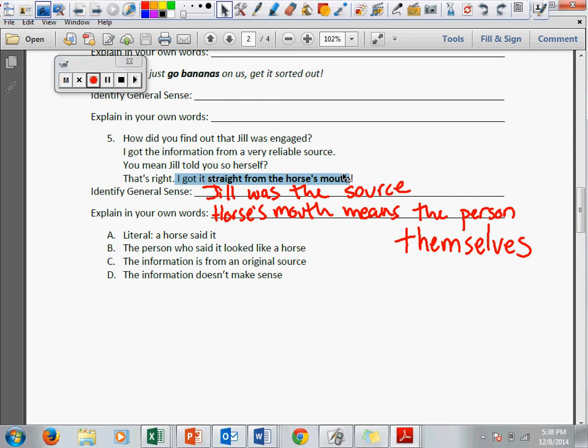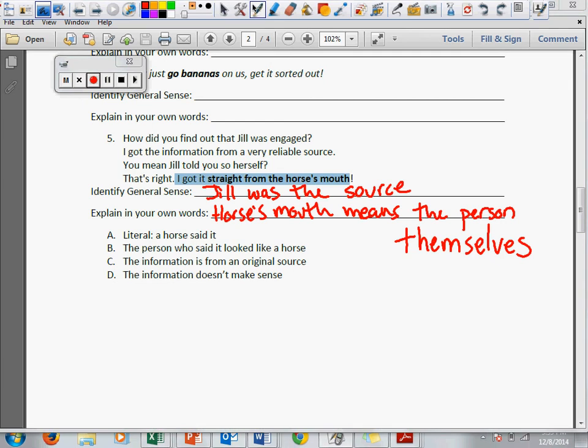Now I'm going to look at the explanation. So is it literal? Did a horse really say that Jill was getting married? That one doesn't make sense, so I know it's not literal. If you're wondering what literal means, look back at the front of your notes. B, the person who said it looked like a horse. That could be true, but there's really no information about what Jill looks like in here, so I'm going to rule that one out for now.